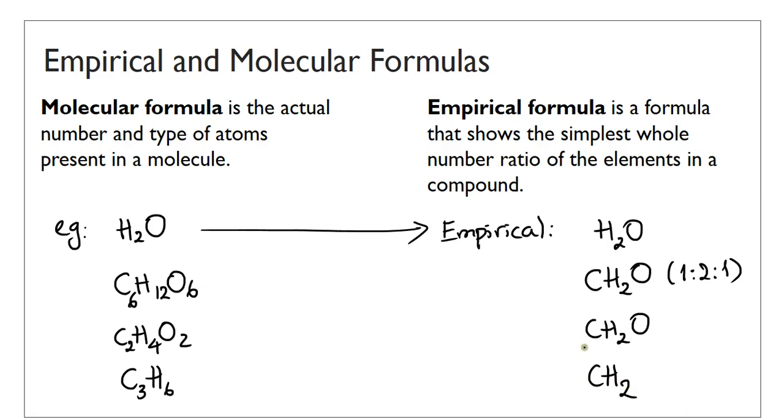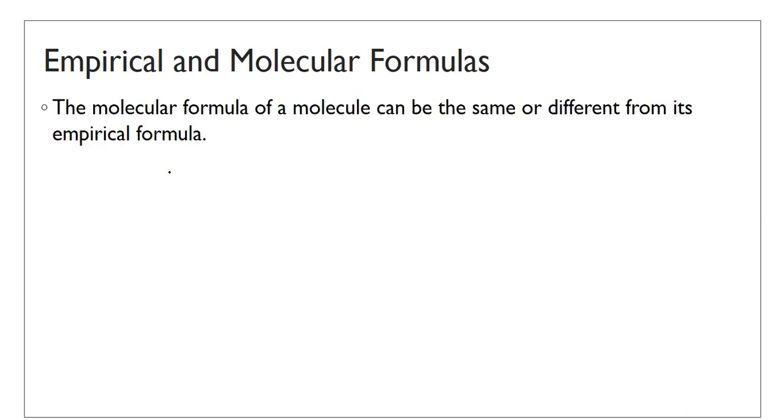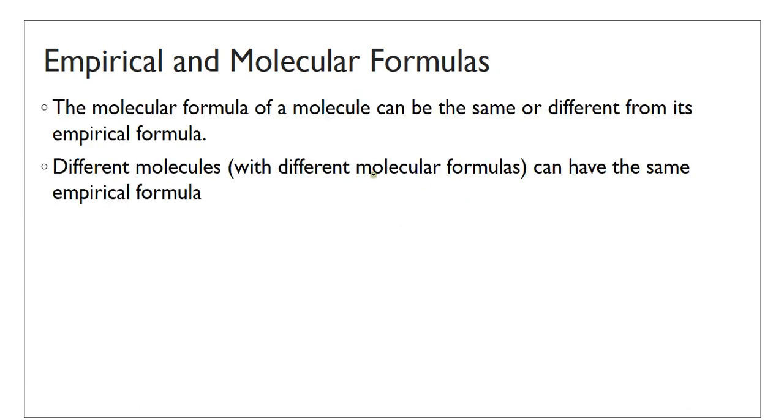So empirical formula can be the same as molecular formula as in the first example, or they can be different, and you can have one empirical formula giving rise to multiple molecular formulas. So I think those are the 2 points that I just made. Molecular formula can be the same or different from its empirical formula, and different molecules with different molecular formulas can have the same empirical formula.